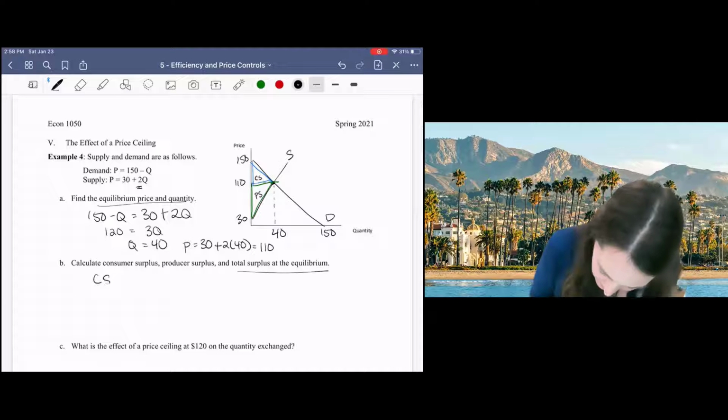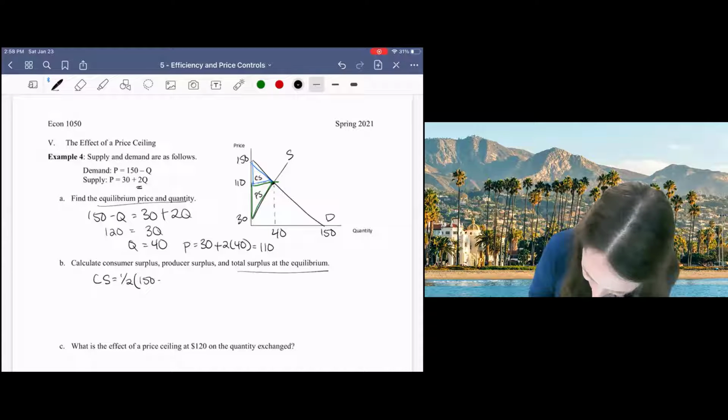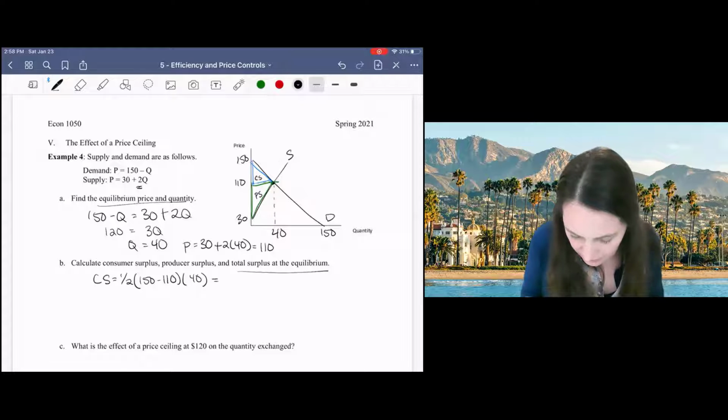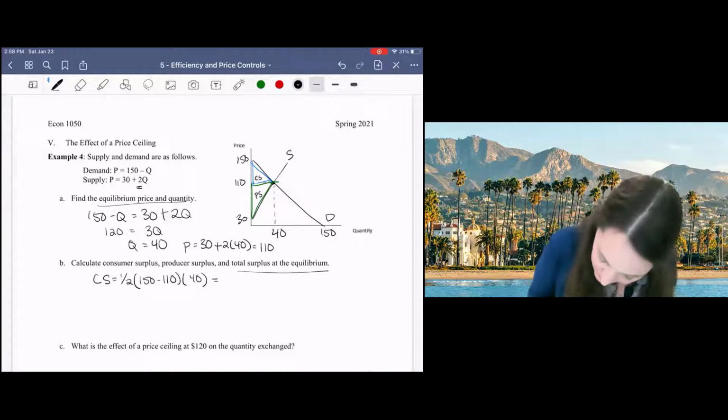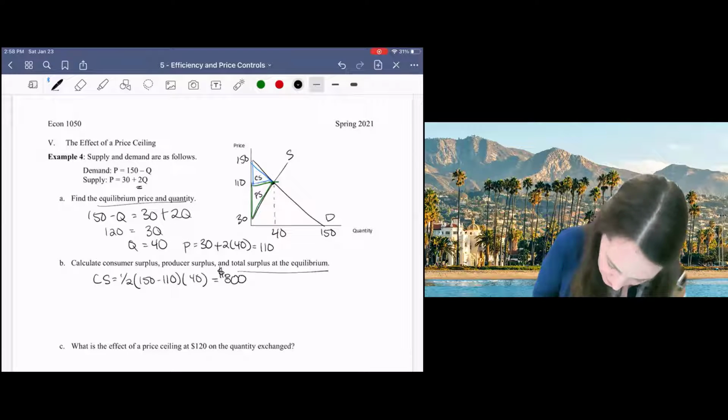So consumer surplus will be 1/2 times the height of the triangle, which is 150 minus 110, and the width is 40. So that will give me $800 in consumer surplus.